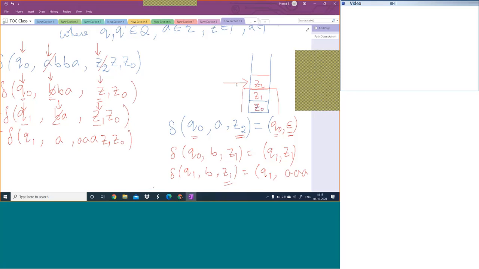In every transaction, the PDA takes the present state and present input. I repeat, in every transaction the PDA takes the present state, comma, present input symbol, and the topmost symbol from the stack. Full stop.